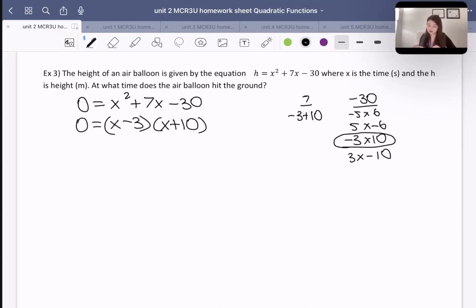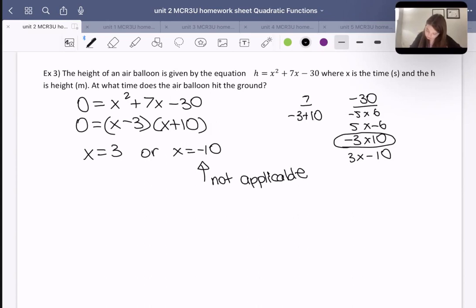So now we're going to use the zero product property again to say that x is equal to 3 or x is equal to negative 10. Now, in this situation, negative 10 for seconds doesn't really make sense because time is the seconds after it's taken off, after it started, right? And h is our height. And so negative 10 is not applicable. So x equals 3 is our answer. Now, that does seem like an awfully short hot air balloon ride. Hopefully, you'd go there for longer, but this is the answer, right?